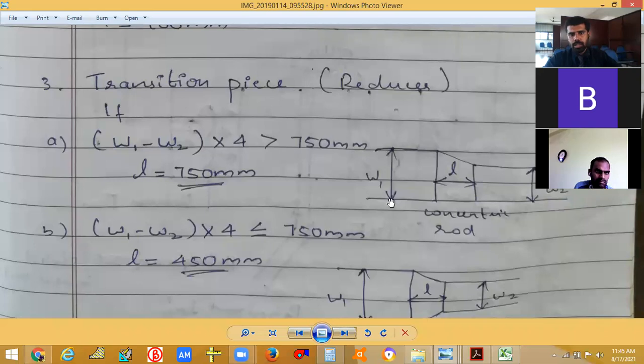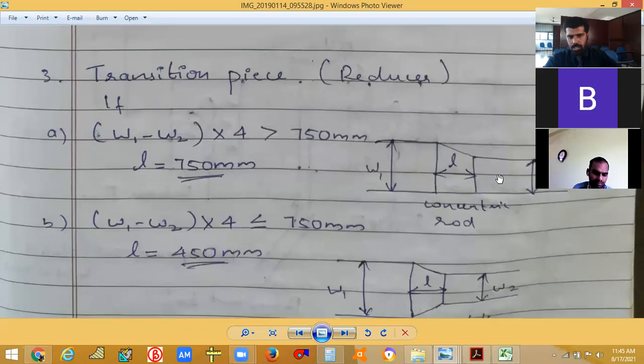So this is this width. The width of the larger duct is W1. The width of the smaller duct is W2. The length of the reducer is L. So if (W1 minus W2) into 4 is greater than 750 mm, give this L as 750. Okay, this is concentric. This is known as concentric, where this side will be straight and this side will be reduced like this.